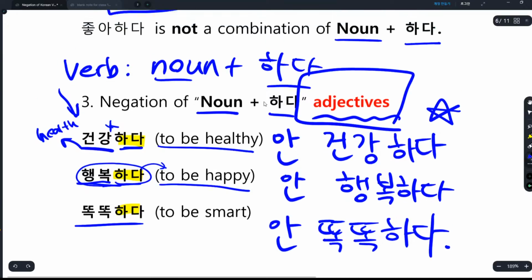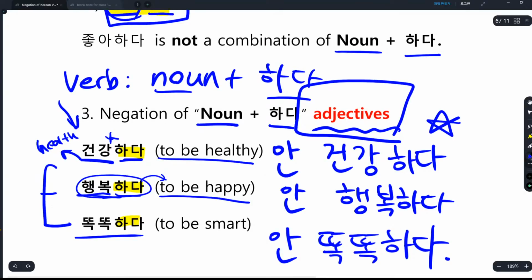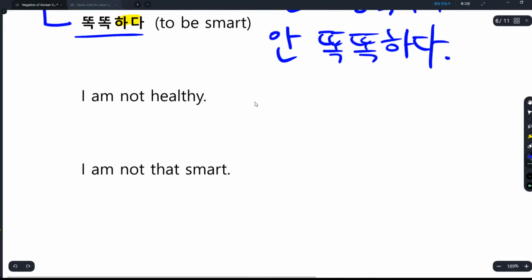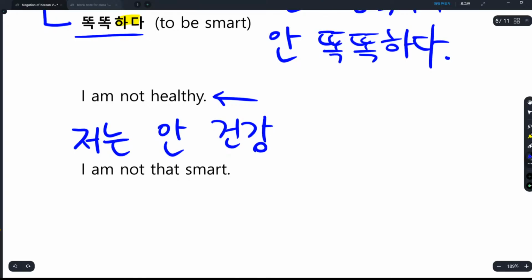So this is the rule that you should note, guys. When a noun plus 하다 combination is an adjective, when you're negating it, you cannot separate it like you did in the verb equivalents. So that's one rule that you guys should take note of. So if you want to translate this sentence, I am not healthy, you wouldn't say 저는 건강 안 해요. You would say 저는 안 건강해요.